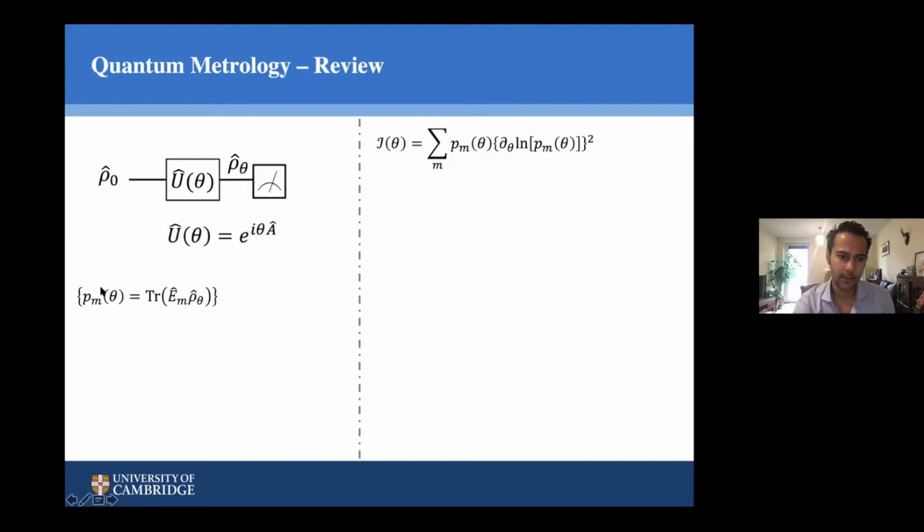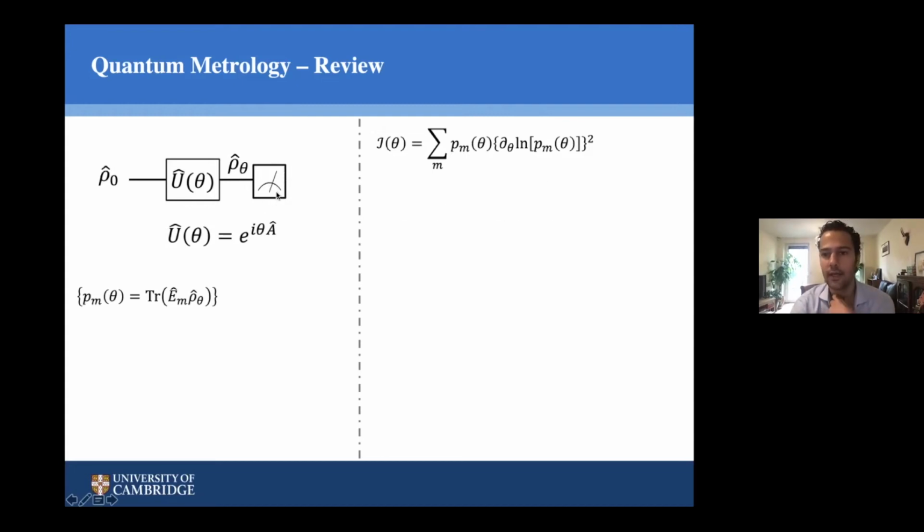From these probability distributions, we get the Fisher information, which was this quantity we wanted to be large in order to make precise estimations. So we can ask ourselves, how can we make this Fisher information large? Well, we could try to do the best possible measurement here. In quantum mechanics, there are many types of measurement you can do.